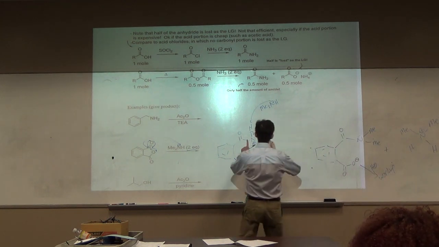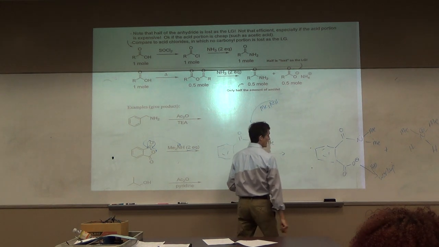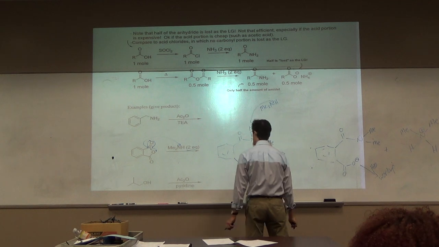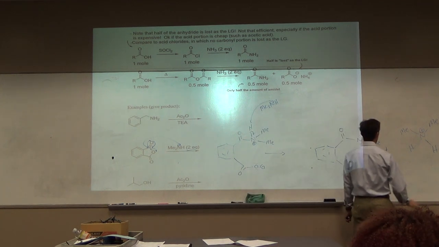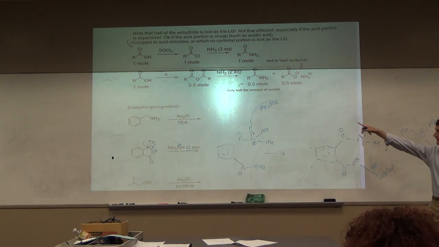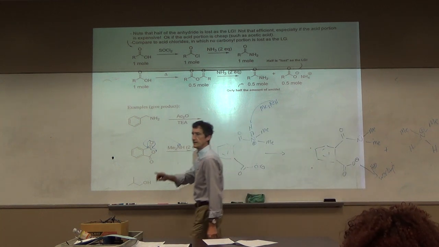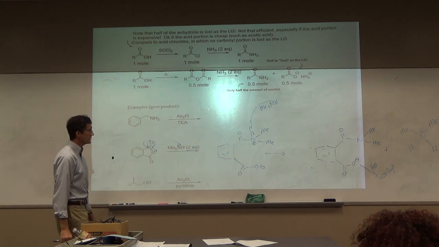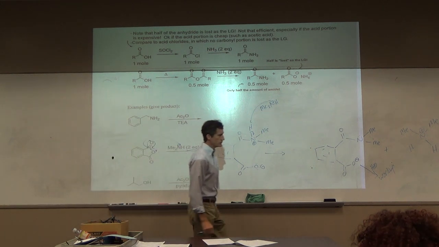And you can ask, well, what's the equilibrium here? Well, the acid has a pKa of about what? 4 to 5. SP3 nitrogen pKa, about 10, which is favored. Yeah, that's favored. We're going to have to work it up. Good point, especially since I said two equivalents.